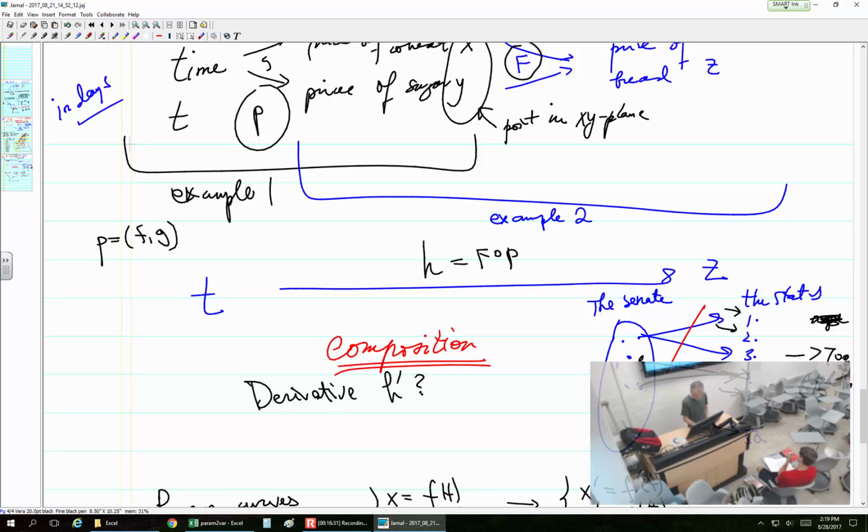h prime. The derivative of h, we name it h prime. Why wouldn't we? Because it is still a function of one variable, one input, one output, so certainly it's just the derivative. How do we compute it? We could substitute, and we'll do that in a minute.